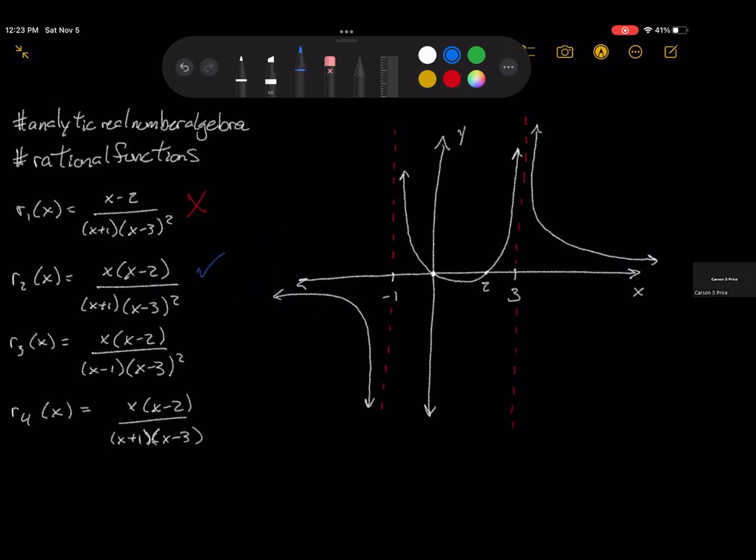Let's keep going though. Let's make sure that R3 and R4 don't work. For the third function, the zeros are okay, right? At 0, I have a zero, and at 2, I have a zero. The vertical asymptotes: I'm supposed to have a vertical asymptote at 1. Well, I don't have one, right? At x equals 1, there is no vertical asymptote there. So it can't be R3.